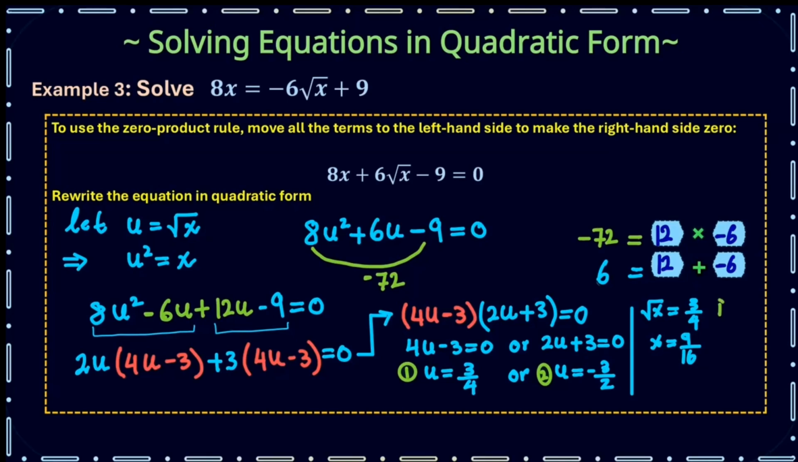Looking at the second equation, we have u, which is originally root x, equal to negative 3/2. And one thing we know about square roots is that there's no real number whose square root is negative. So the second equation is not going to give you a solution. As a matter of fact, the only solution is x equal to 9/16. Just remember that the range of a square root is always non-negative. A square root can't give you a negative value.